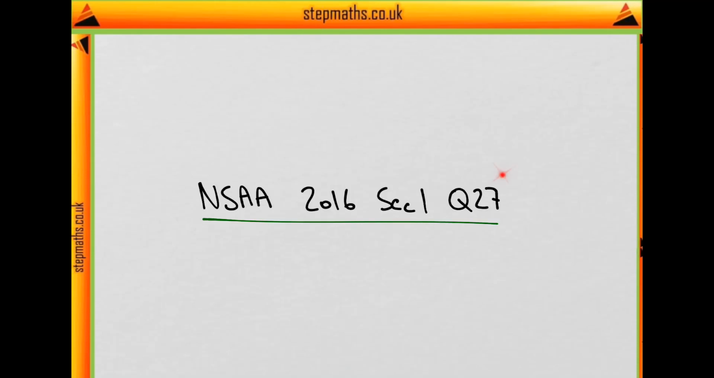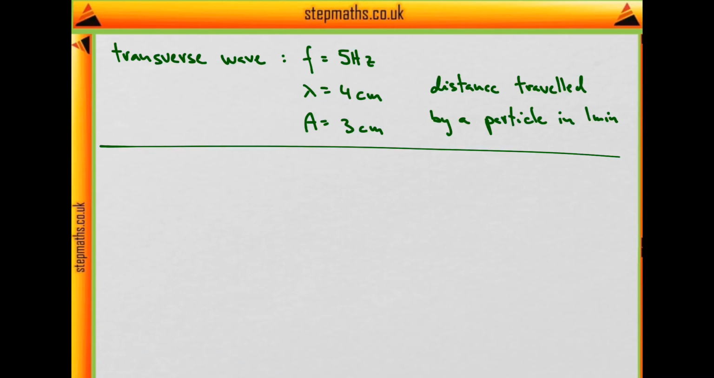In this video, we'll look at question 27 from the 2016 exam. So in this question here, we have a transverse wave propagating through a medium with frequency 5 Hz, wavelength 4 centimeters, and amplitude 3 centimeters. Our task is to find the distance traveled by a particle in this medium through which the transverse wave propagates in 1 minute.